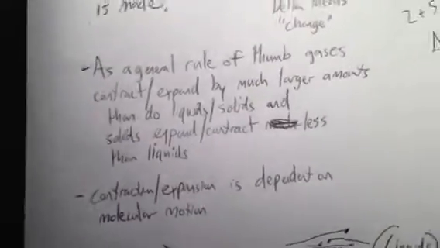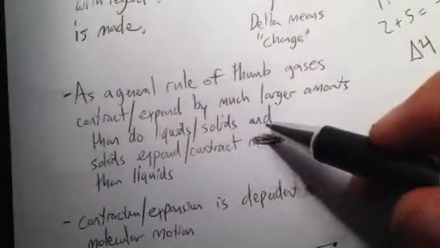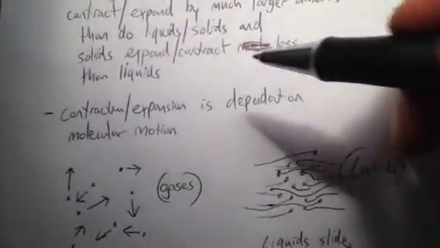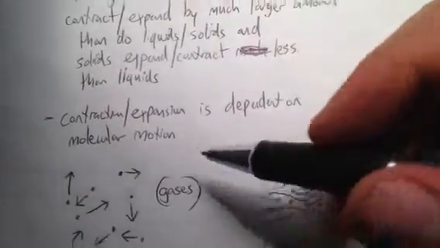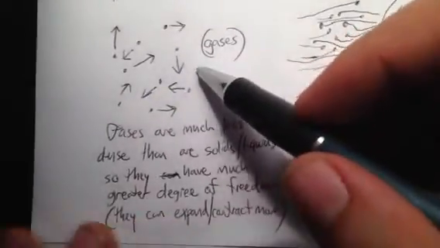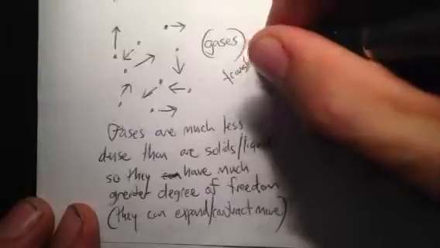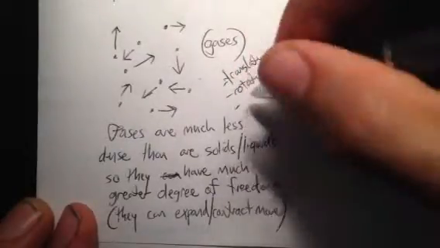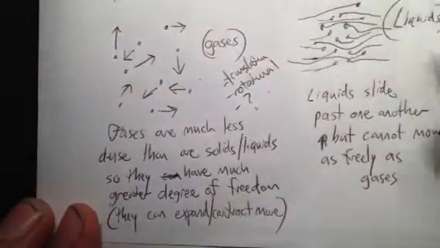But anyways, as a general rule of thumb, gases contract and expand by much larger amounts than do liquids and solids, and then solids expand and contract less than liquids. Contraction and or expansion is dependent on molecular motion. This is the big part I wanted the people to understand. If you have a gas, the degrees of freedom are a lot greater. You have translational, you have rotational, and you have translational, rotational. There's another one. I can't remember what it was. I should have written that down.